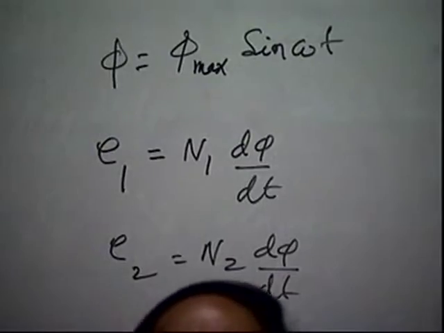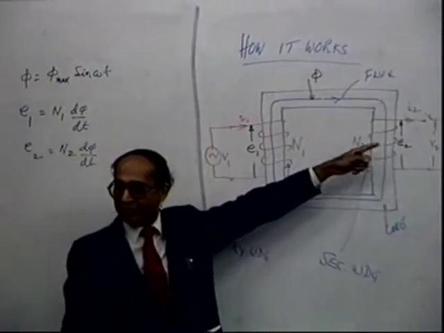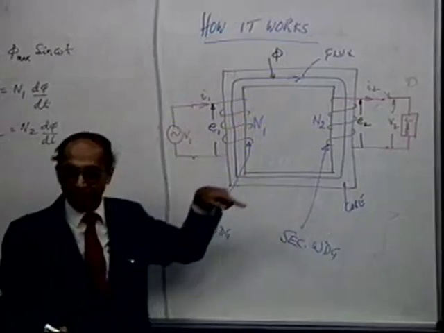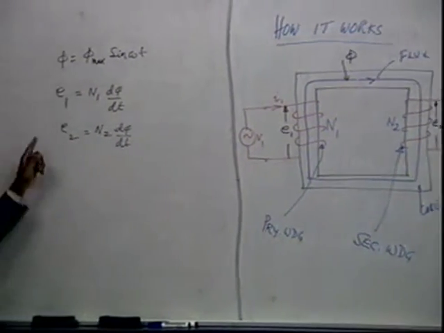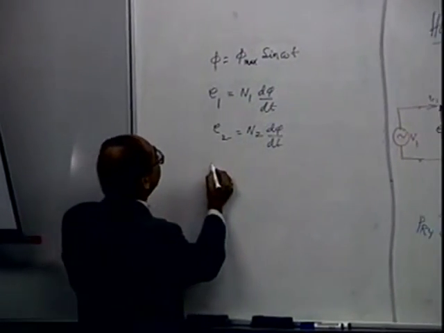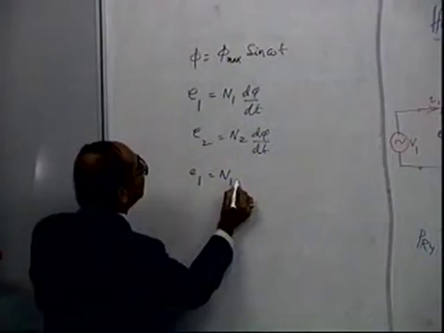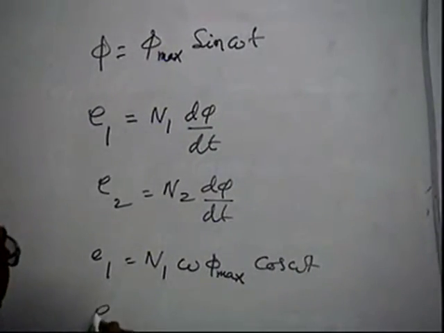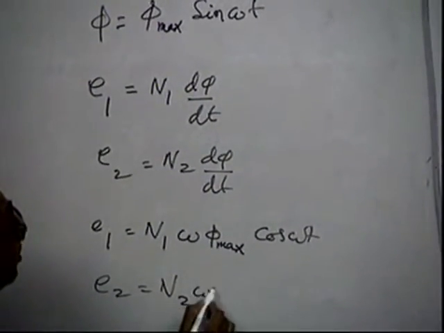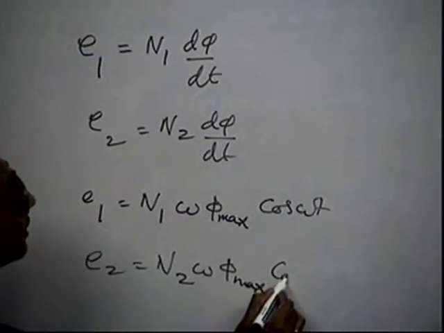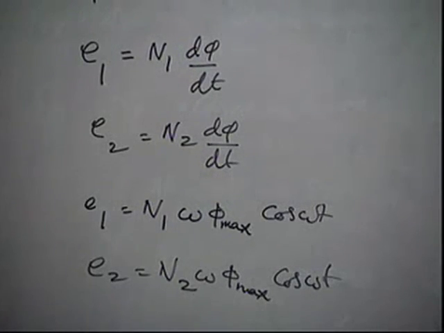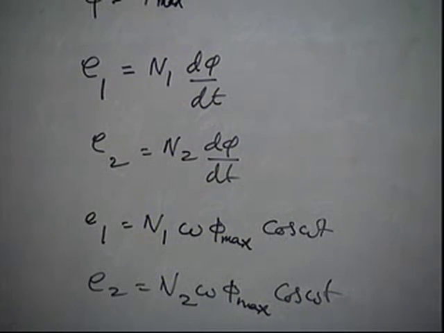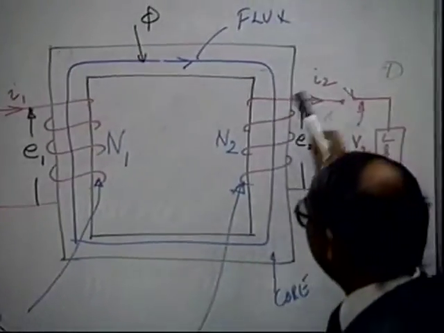for the direction which we have already shown. In fact, earlier we have clarified this: if it is E1 it is plus N1 d phi by dt, if it is the other way around, minus N1 d phi by dt. Okay. Now, instantaneously, E1 will be N1 omega phi max cos omega t, and E2 would be N2 omega phi max cos omega t. Okay, yes. Should E2 not be? No, I have taken this as the E2.